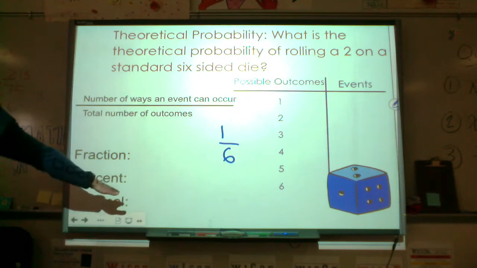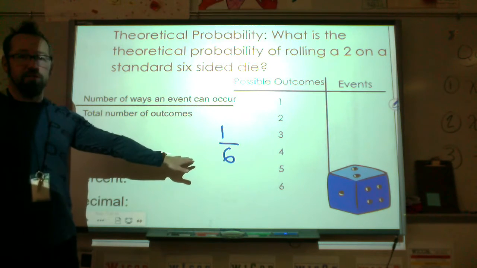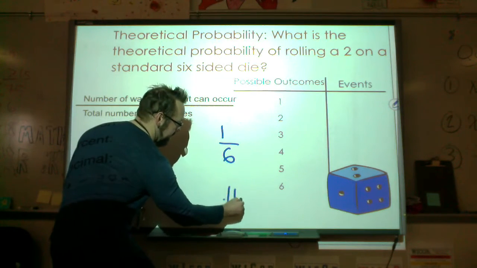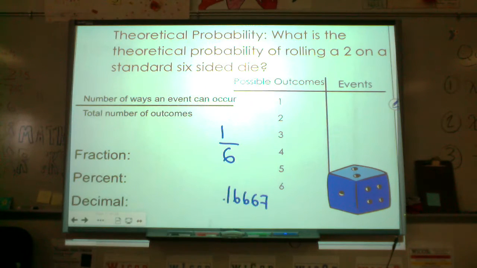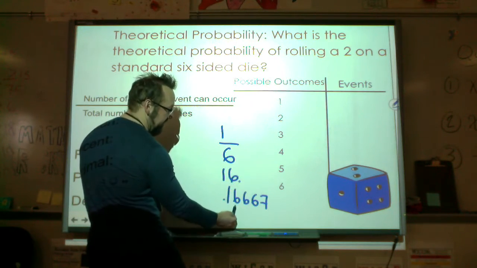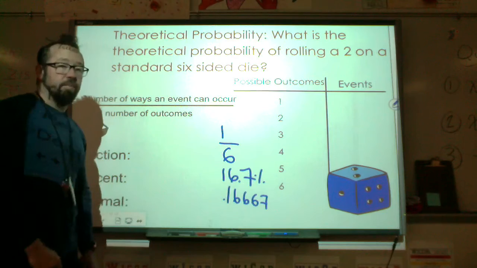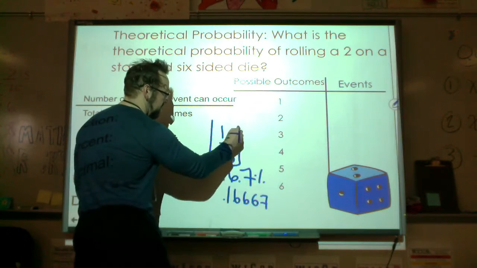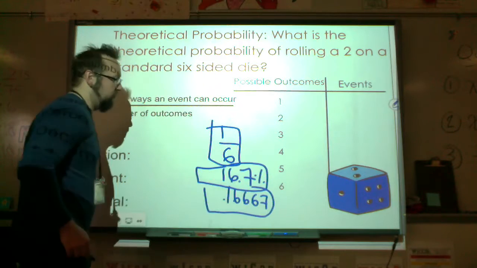Now we have to be able to convert these to percents and decimals, and we had a past unit on that. So you could use your calculator or long division to convert this also to a decimal, which would be 0.1666, going on and then a 7. And as a percent, we would times that by 100, and it would be 16. We could round this up to 16.7%. So the probability to roll a die and get a 2 is 1/6, or 16.7%, or 0.16 repeating.